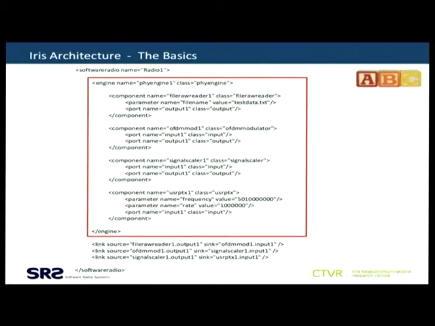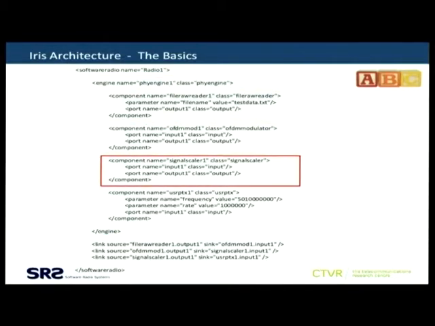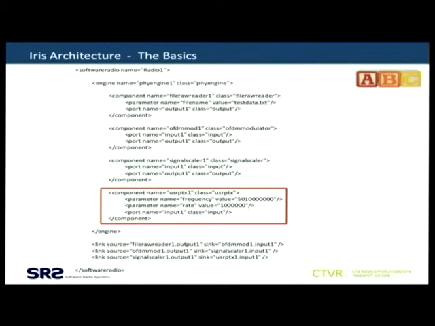You define an engine. I'll tell you a little bit more about that later. You've got a file reader, OFDM modulator, signal scaler, and a USRP transmitter. I'm sure you're all familiar with the USRP. Each of these can expose parameters, which you can set and change at runtime. Obviously, I'm not showing you a huge number of parameters here. If you run an XML file like this, it's just going to use the default values.